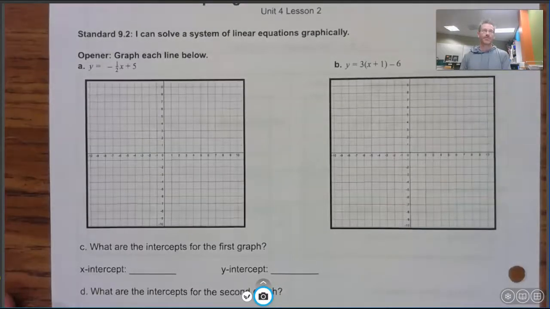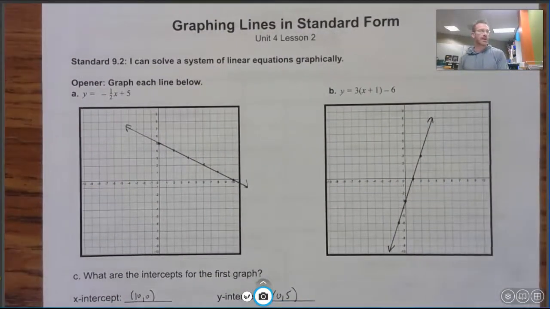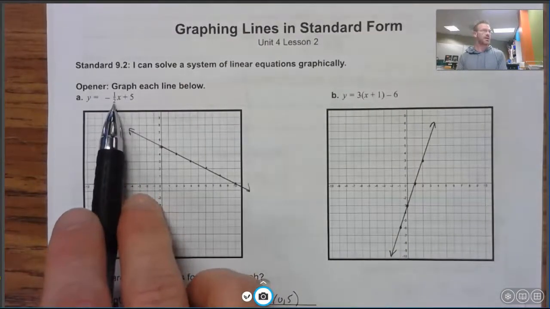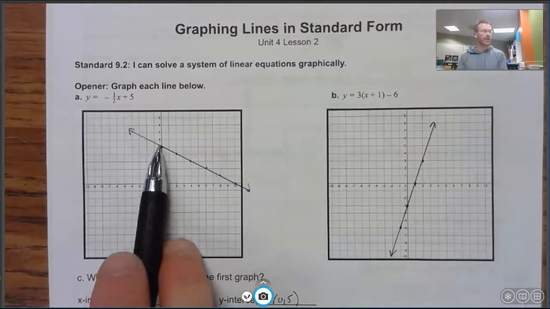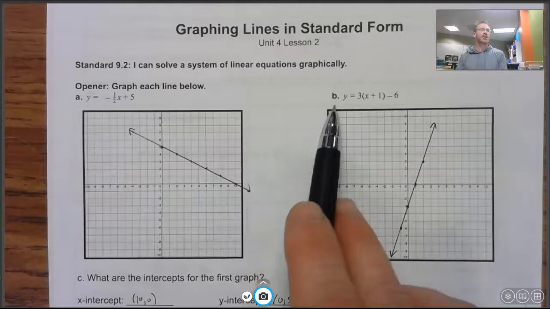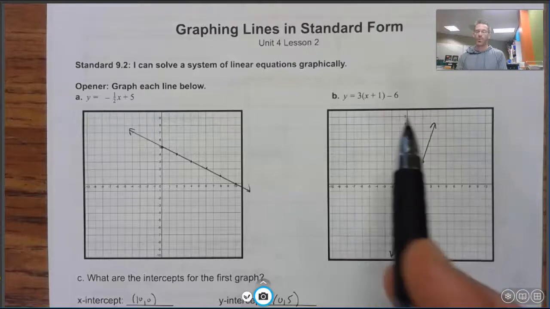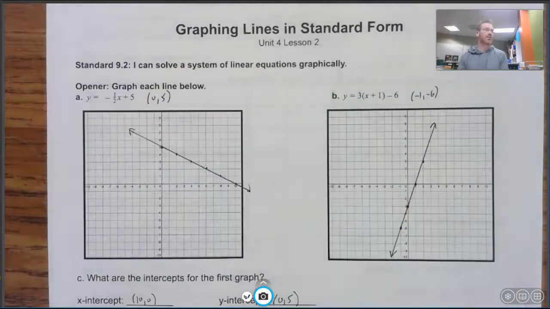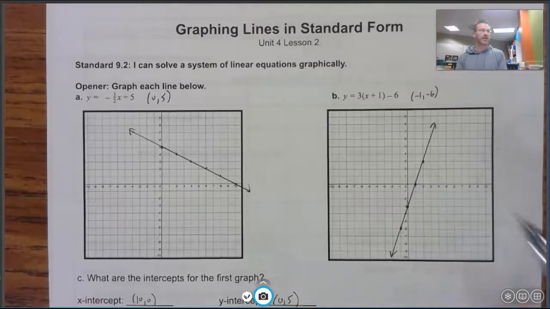All right, so here's hopefully what you should have. Let me throw my work up here. This is slope-intercept form, and the reason we call this slope-intercept form is because my slope is -1/2. My y-intercept is my starting point, which is (0, 5). Then I go down 1 to the right 2, down 1 to the right 2, and so on and so forth. This is point slope form. My slope is 3/1, and my starting point here is (-1, -6) versus the (0, 5) that I started with here. So I start at (-1, -6), up 3 to the right 1, as we go.